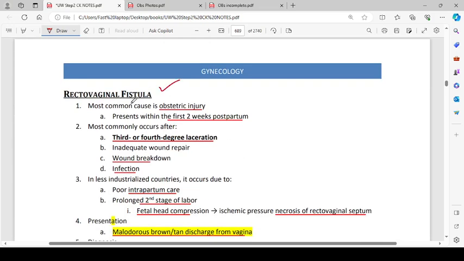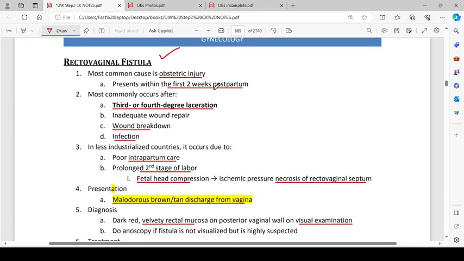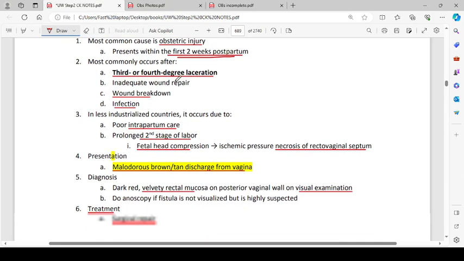It is an abnormal connection between the rectum and the vagina. A fistula is basically an abnormal connection between two luminal cavities. Most common cause is obstetric injury, present within the first 2 weeks postpartum. Most commonly occurs after third or fourth degree laceration.